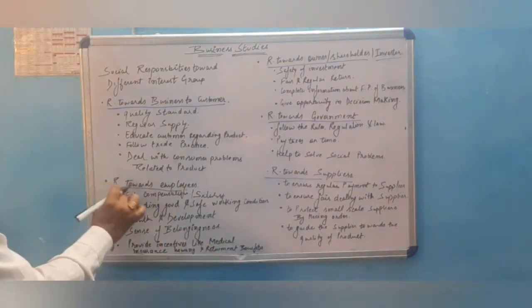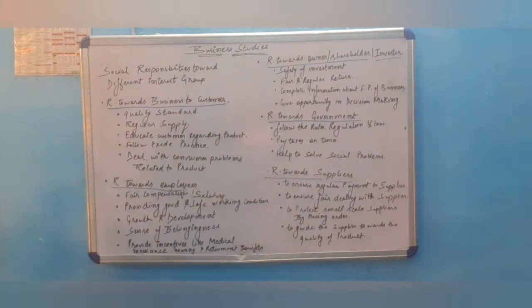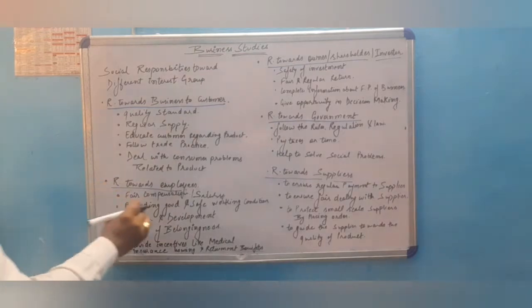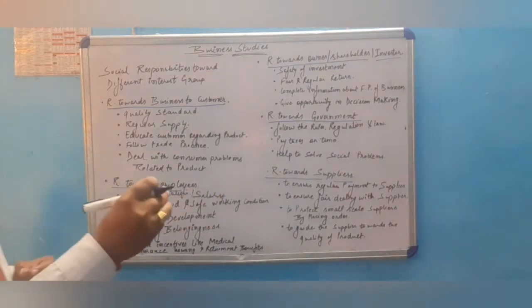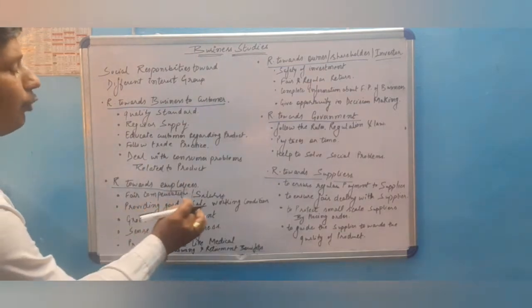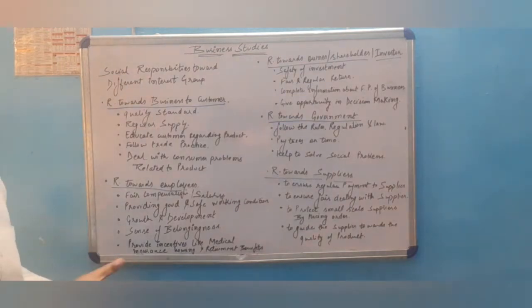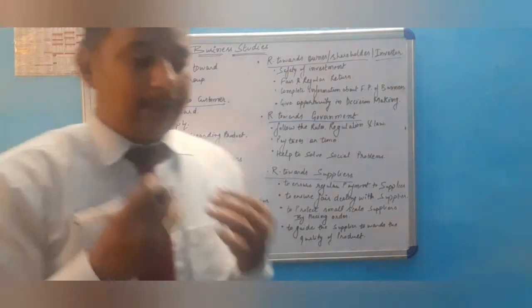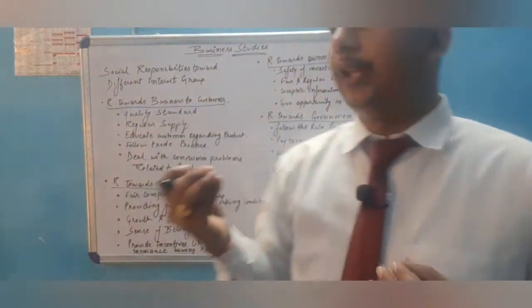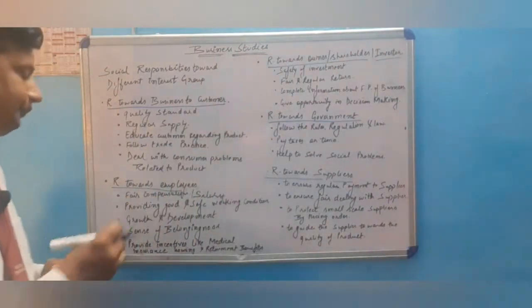Now, responsibility towards employees. What are the responsibilities of business towards employees? Fair compensation and salary. The businessman should provide fair salary and compensation to the employees. Providing good and safe working conditions, so the employees get satisfied where they are working. Next one is growth and development. If the employee works in any organization, he or she should get growth and development.